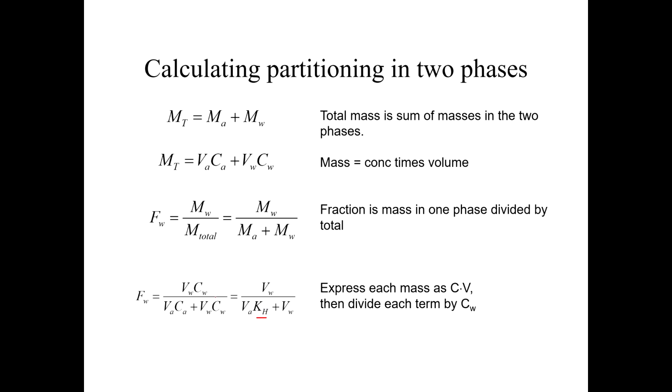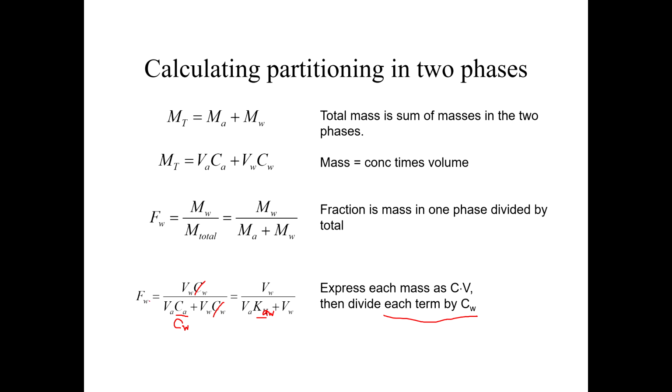Okay, the way to do this is divide each term by CW. If you divide this term by CW, CW cancels out. Divide this term by CW, CW cancels out. Divide this term by CW, you get CA over CW. Voila, that is Henry's law. And really, this should be KAW because we're doing concentrations. And so this would have to be our dimensionless Henry's law constant here.